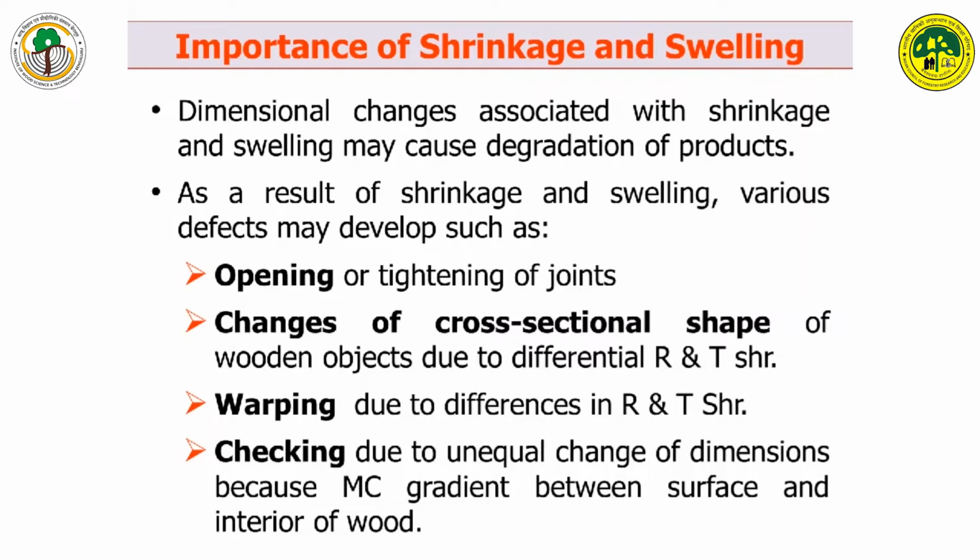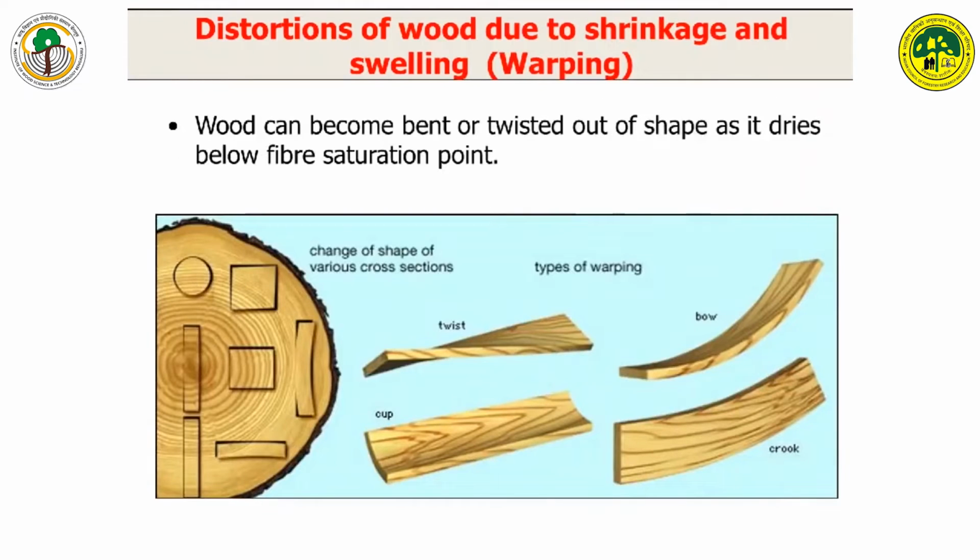Similarly, checking, small cracks appear on the cross section and on the side surfaces. That is because of the moisture gradient from the core to the surface of the wood. So wood can be twisted or it can be misshaped. These are the different types of defects like twist, bowing, crooking, cupping.